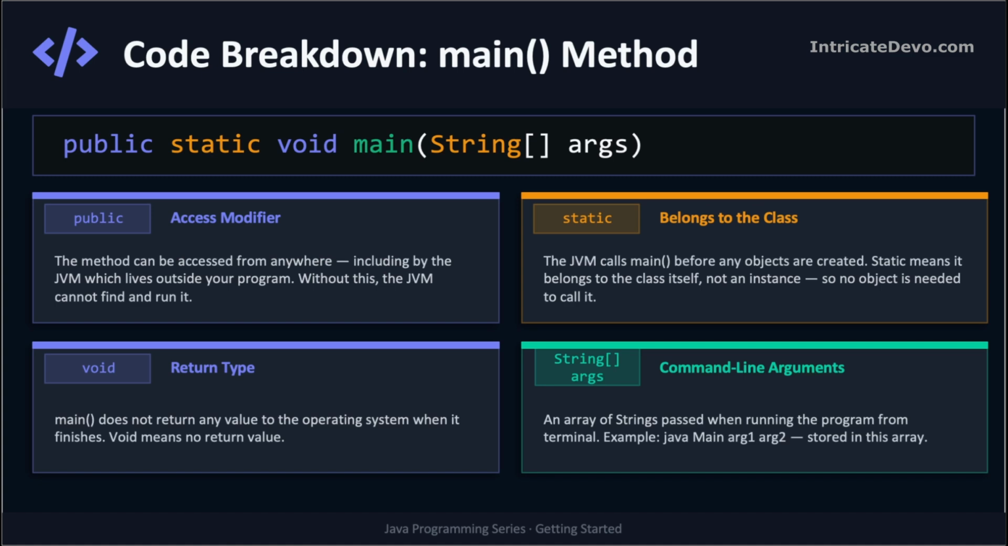Now let's compile and run our program from the command line. This is a 4-step process.